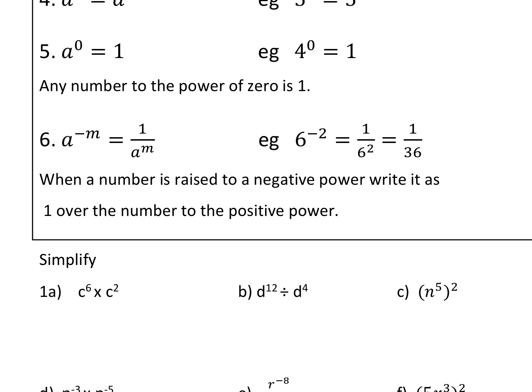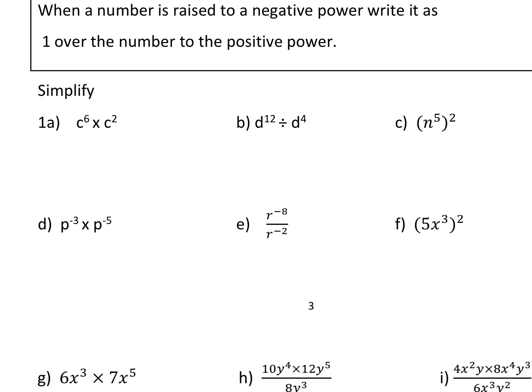Number 6, a to the power of minus m equals 1 over a to the m. So when a number is raised to a negative power, you write it as 1 over the number to the positive power. You'll see here, this number is raised to a negative power. So you write the thing as if there wasn't a negative there, but you put 1 over to deal with that, and that's equivalent. So for example, if you had 6 to the power of minus 2, get rid of that negative and put 1 over 6 to the 2. Quite often this can be calculated if it's not algebra. In this case, we know 6 squared is 36, so you could write that as 1 over 36.